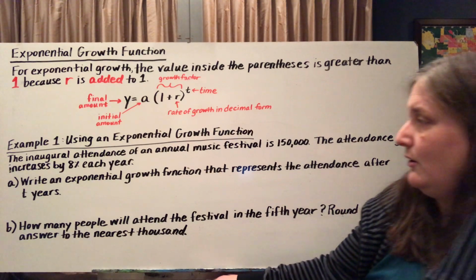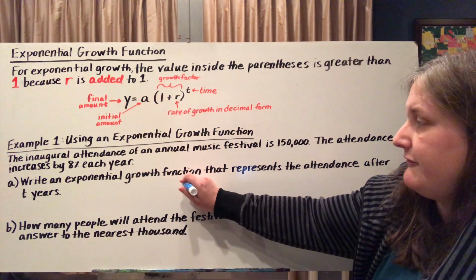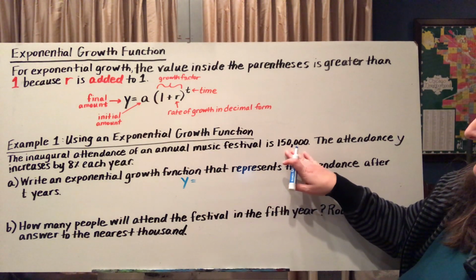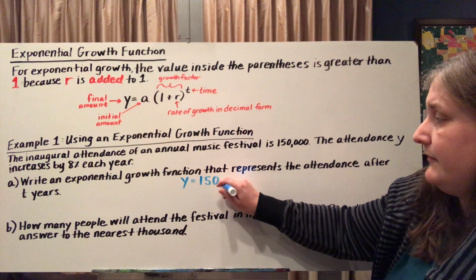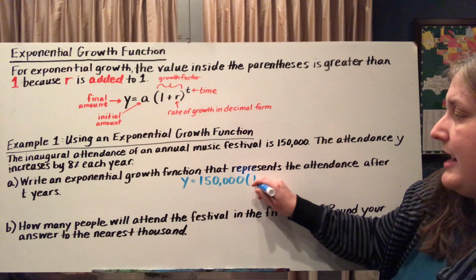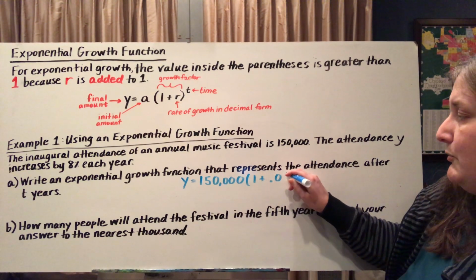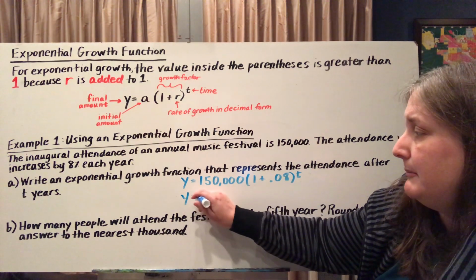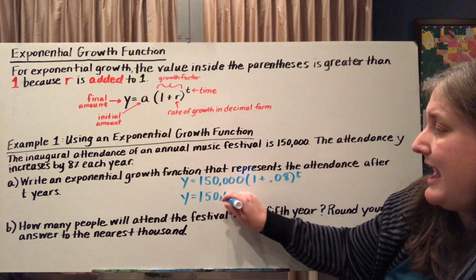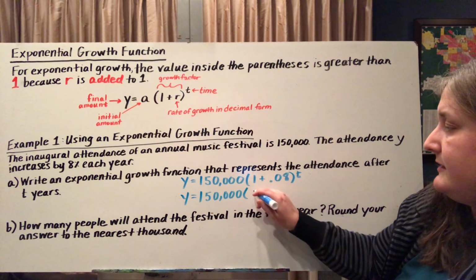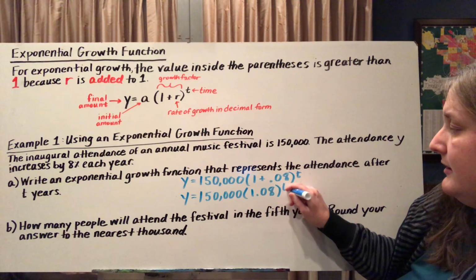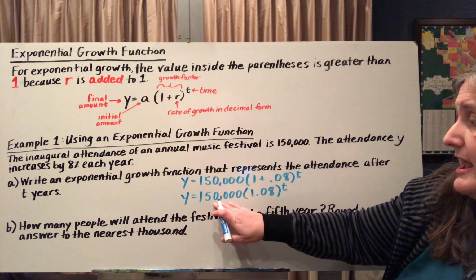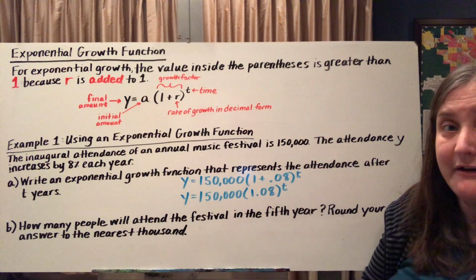So basically, when we're starting off, Y represents our final amount, A represents our initial amount, which the initial attendance was 150,000. That is increasing by 8% each year, so 0.08. So here is our exponential growth function. We can simplify it just a little bit by adding our 1 and our 0.08 to get 1.08. And now it really looks like an exponential function. So we have y equals a times b to the x power in that format.